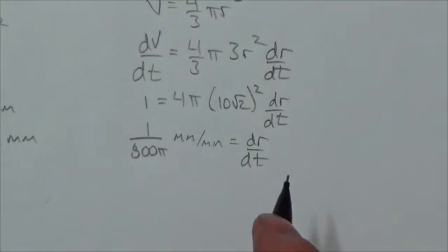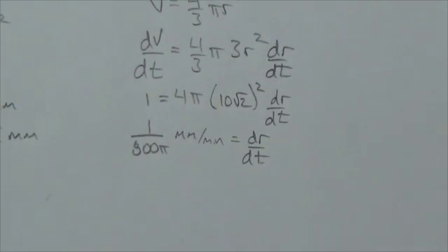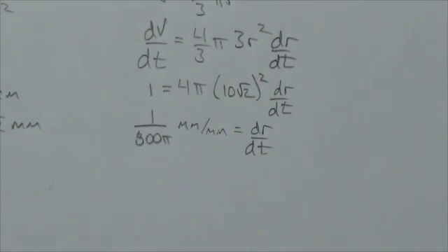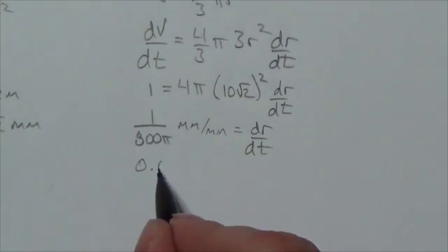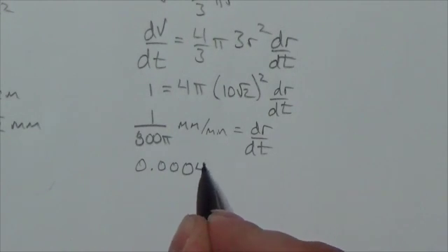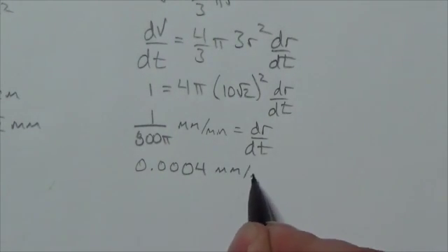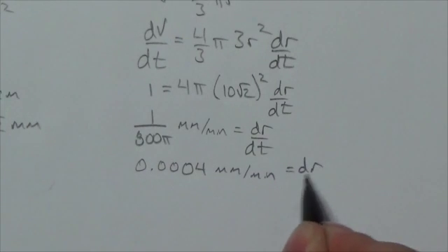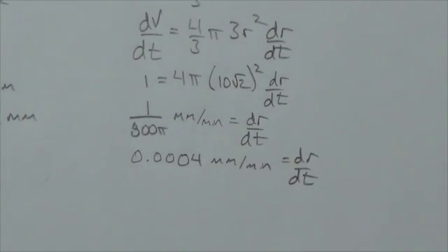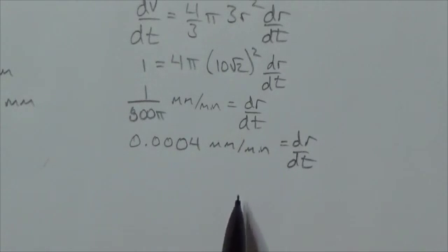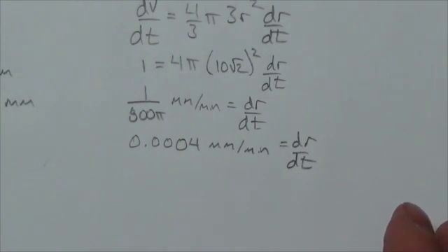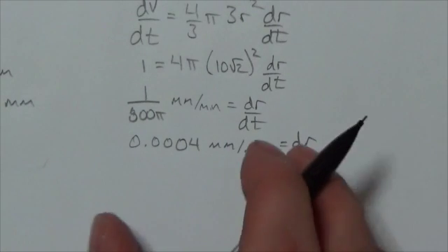And now I can actually evaluate this as a decimal value just to give us a sense of how big this number is. So 1 divided by 800 pi, and we get 0.0004 millimeters per minute. Well, that is really quite slow. That's okay. You kind of expect that with crystal growth. You wouldn't expect it to be super quick anyway. Anyway, there you go.